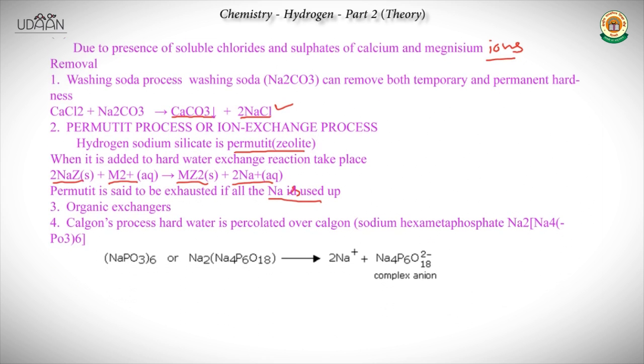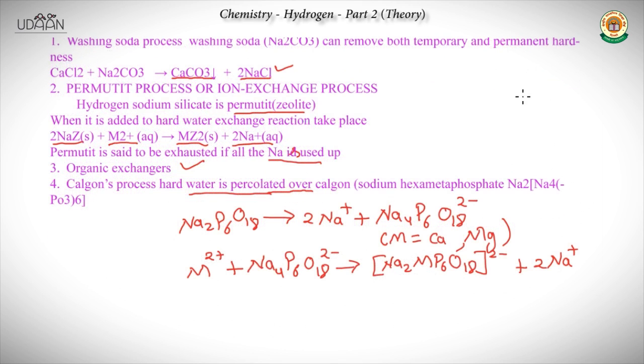We can also remove permanent hardness by organic exchangers. This is out of our scope. We can also use Calgon's process. In this, Na2P6O18 is sodium hexametaphosphate, and it exists as 2Na+ and Na4P6O18 2-. M2+ may be divalent ions like Ca2+ or Mg2+.